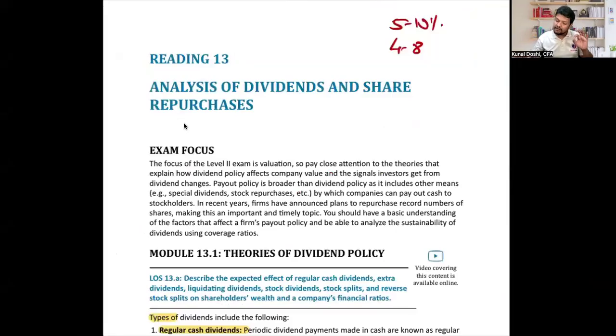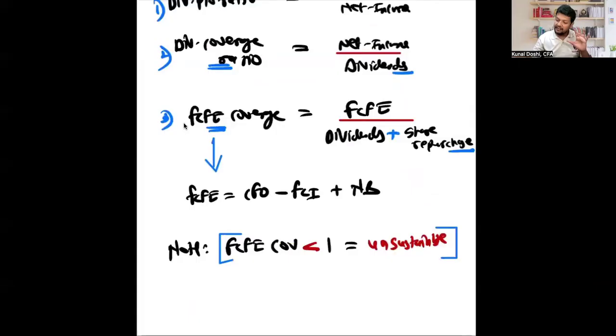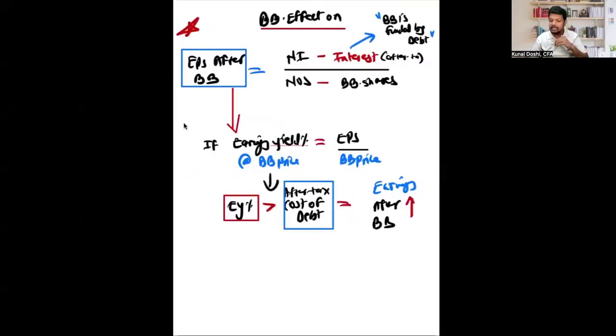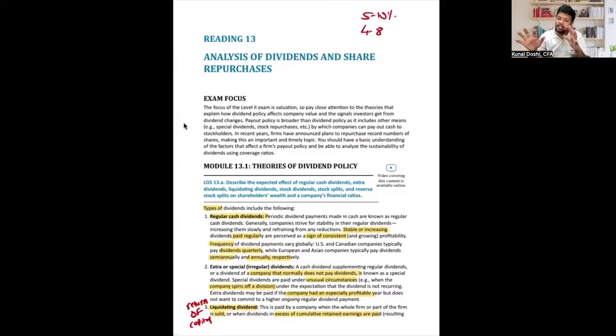That's the end of one of the very easy but very interesting topics, dividends and share repurchase. There are a lot more formulas which are going to come up in corporate issuers, but very easy after you do equity and other topics. Anyone has any questions till this point? Any doubts? Let me know. Very easy topic. Got it? Thank you.